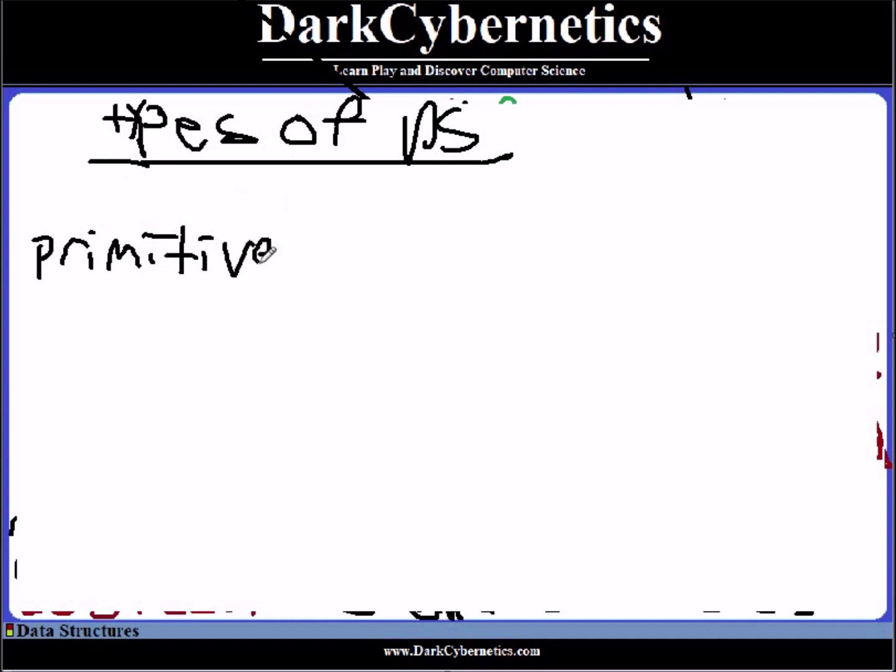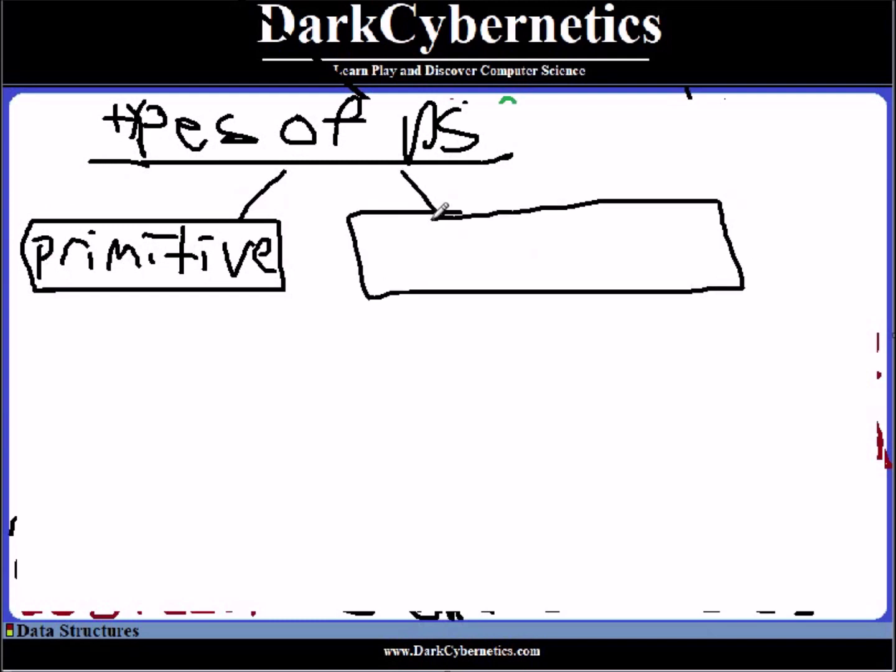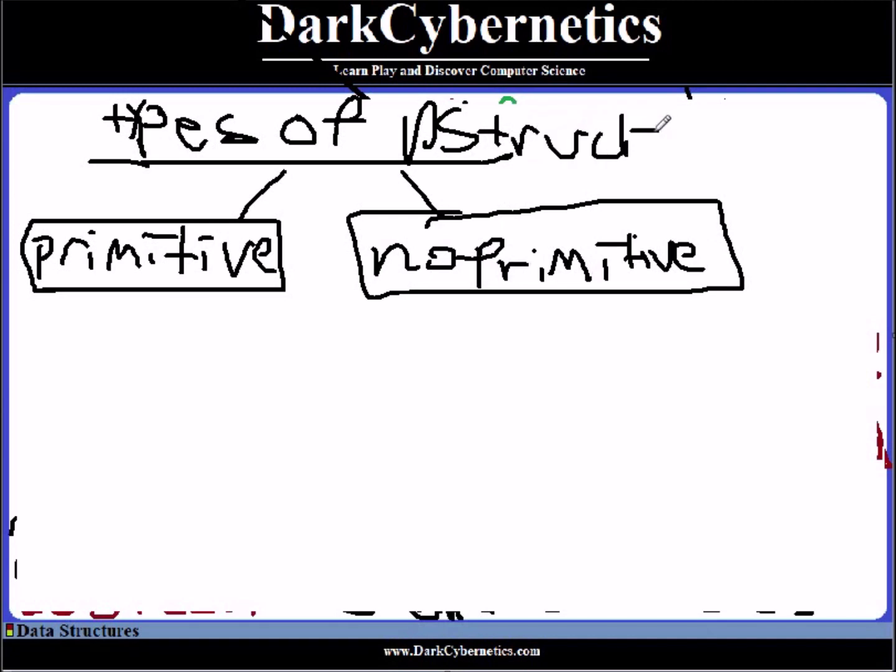Primitive. We think primal, and these are the very basics that we can have for our data types or data structures. And there are non-primitive. The difference between primitive and non-primitive is really based on the machine architecture, and non-primitive is generally referred to as user-defined data structures.